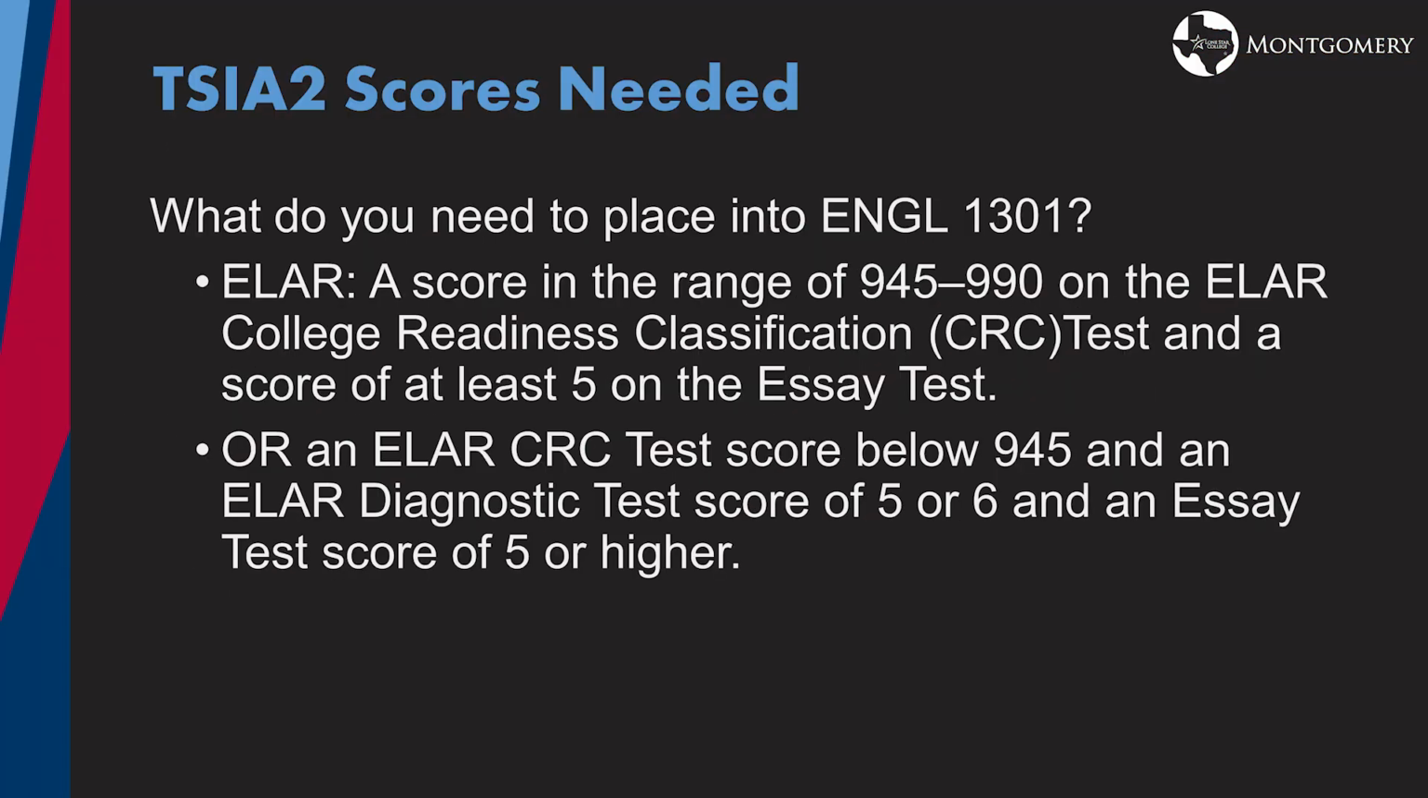The TSIA2 is scored immediately, so what score do you need to place into English 1301? The ELAR requires a score in the range between 945 and 990 on the College Readiness Classification Test, and you need to have a score of at least a 5 on the essay test. If you score below 945 on the CRC, you'll need an ELAR diagnostic test score of a 5 or a 6 with an essay test score of a 5 or higher.